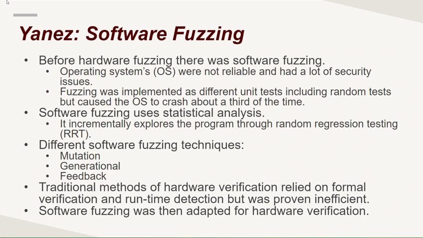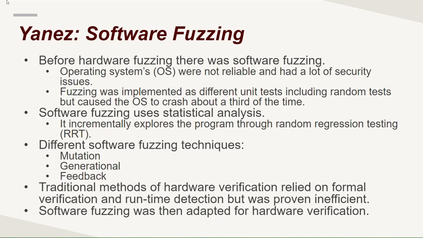So I'm Yannis, and I will be going over a little bit of software fuzzing in order to understand hardware fuzzing. Before hardware fuzzing, there was software fuzzing. Software fuzzing started with the problem that operating systems were not reliable and initially had a lot of security issues. A developer writes a unit test with multiple different inputs and checks to see if the correct output is generated. But this is not testing every single test case, only the ones that are known. So random inputs were generated to check for more vulnerabilities.